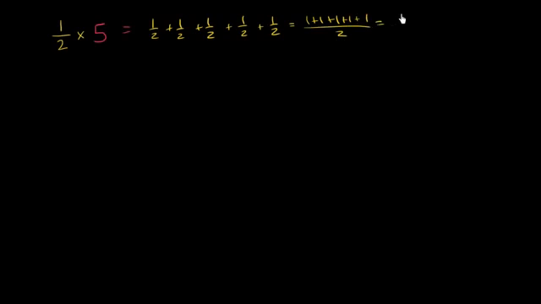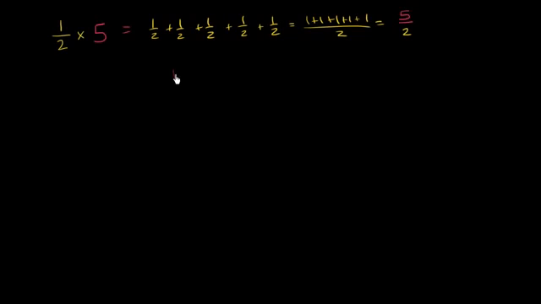Let's think about what 1/2 times 5 represents. One way to think about it is that this could be 5 1/2s added together. So you could view this as 1/2 plus 1/2 plus 1/2 plus 1/2 plus 1/2, which is the same thing as 1 plus 1 plus 1 plus 1 plus 1 over 2, which is equal to 5 halves.